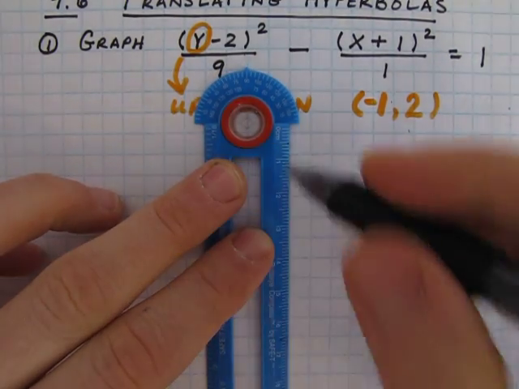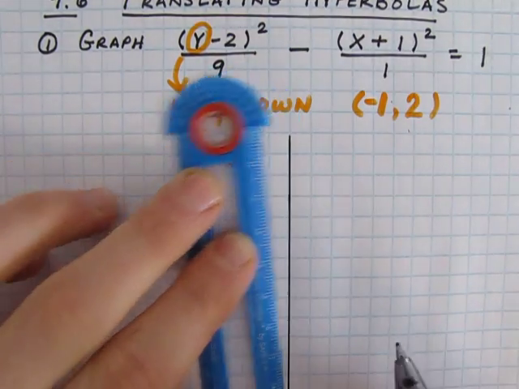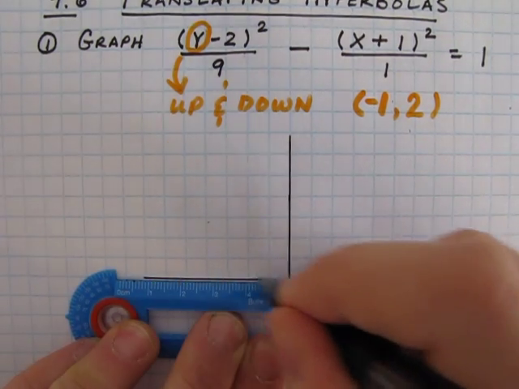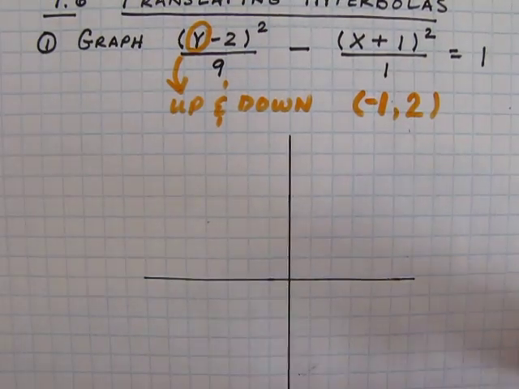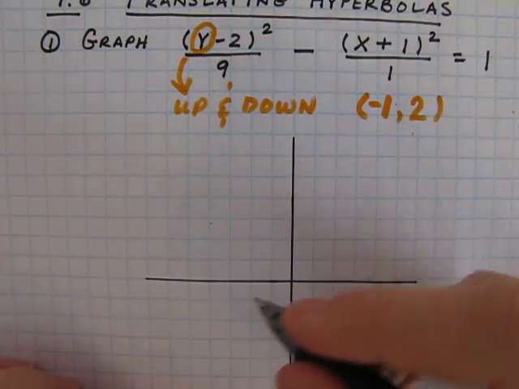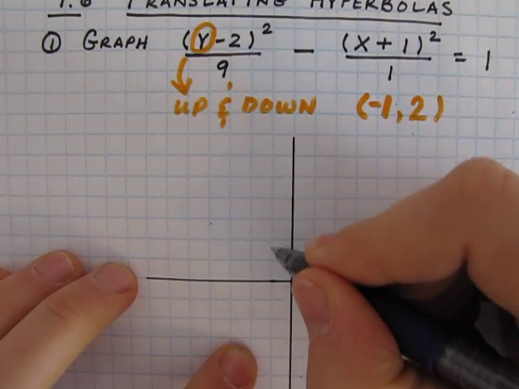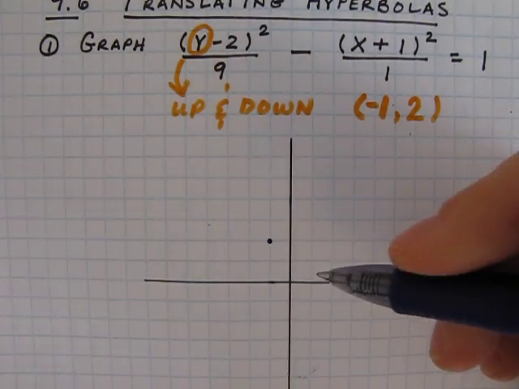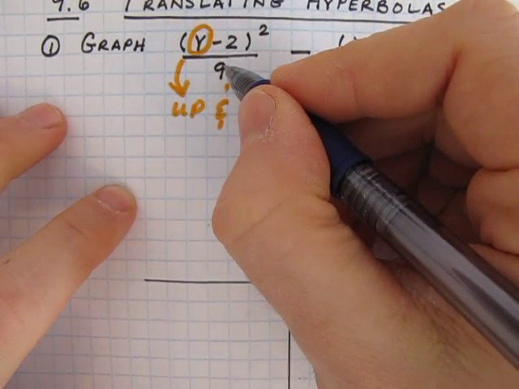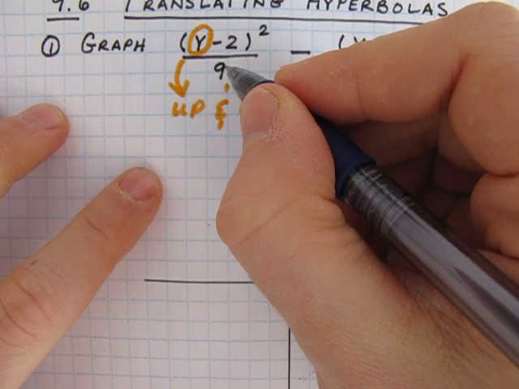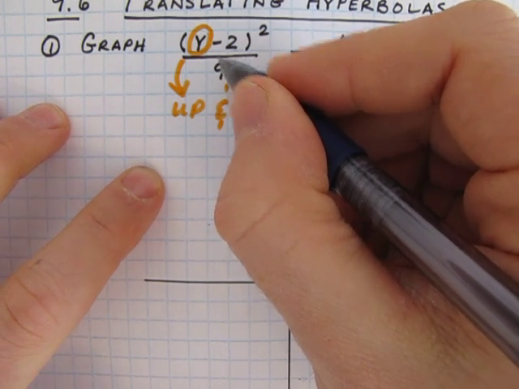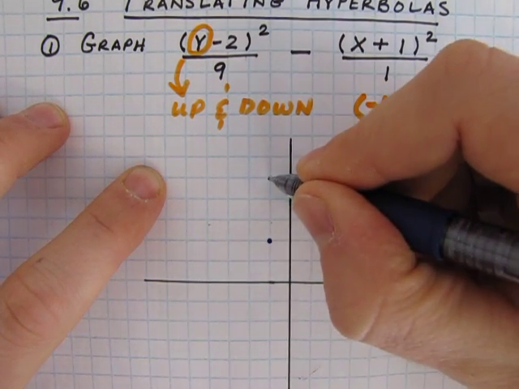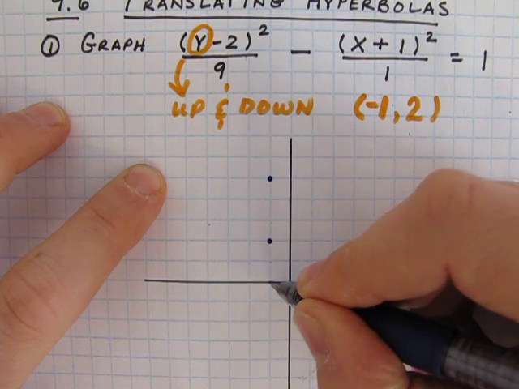Let's draw an axis. And I'm going to plot that center at negative 1, 2. And then we're going to build the hyperbola box. This number in the denominator tells us that the distance squared is 9. So in the y direction, we're going to go from the center up 3, 1, 2, 3. Down 3, 1, 2, 3.